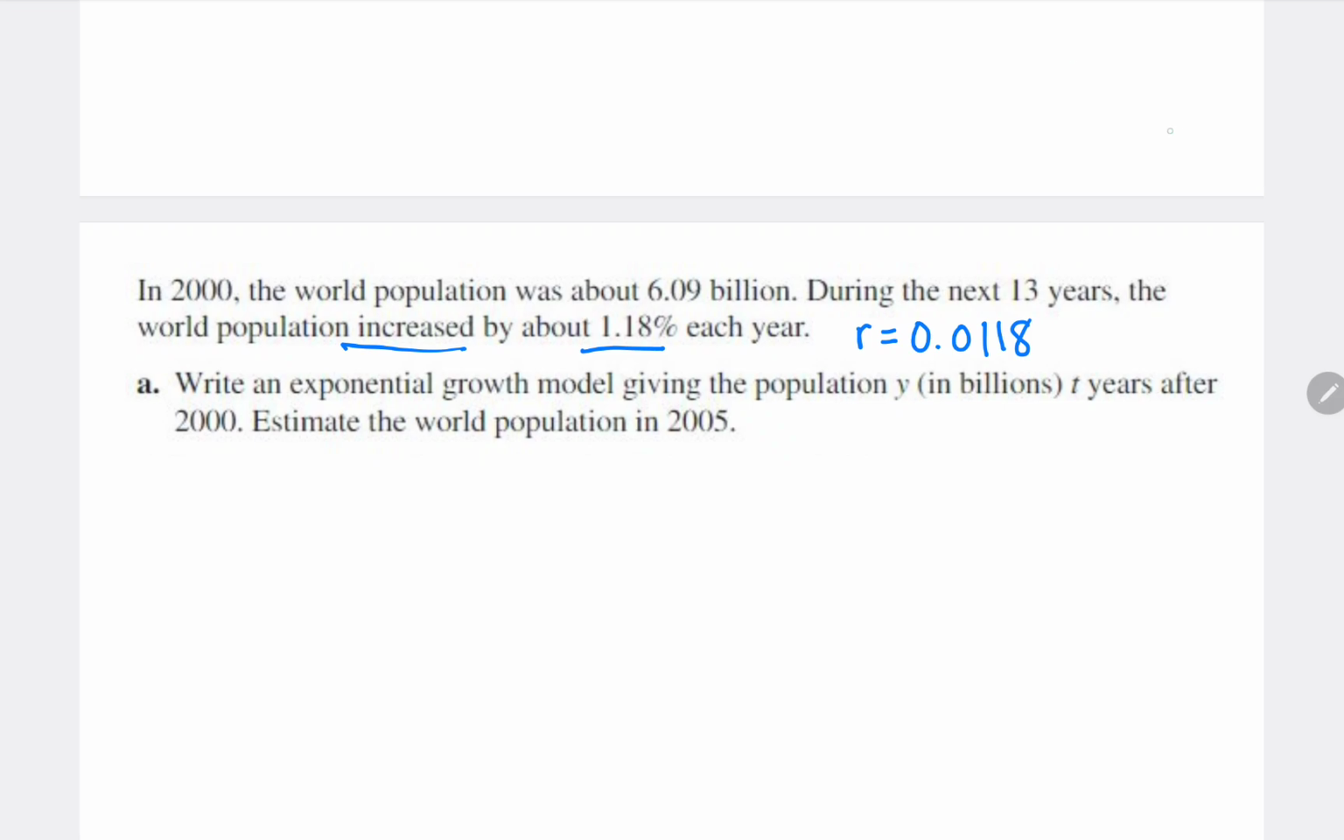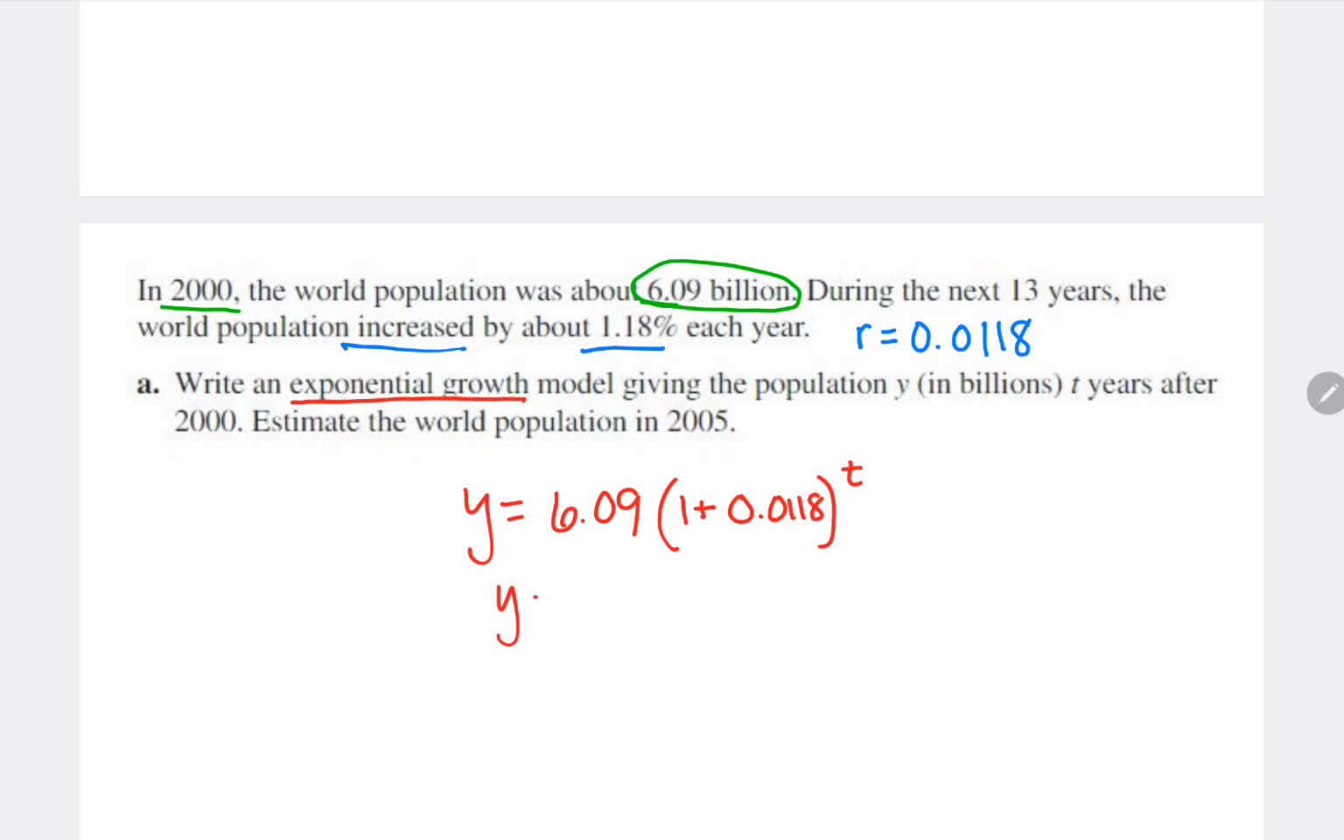We're starting in 2000, so the initial amount as of 2000 is 6.09 billion. And so let's go ahead and start our model then. We've got y equals the initial amount, 6.09. What goes in the parentheses, our base is going to be bigger than 1 because it's an exponential growth model. So we take 1 plus the rate, and we're going to raise that to the power of t. And then you can go ahead and add the 1 with that rate.